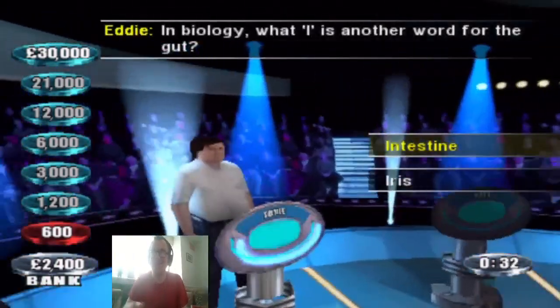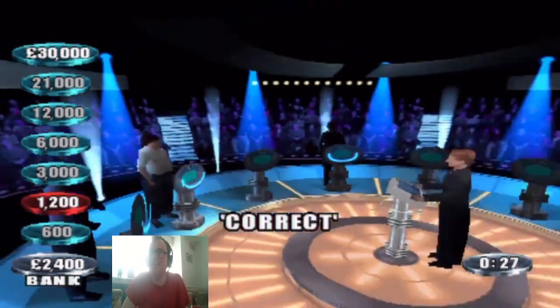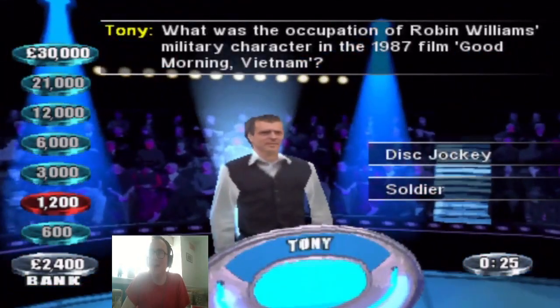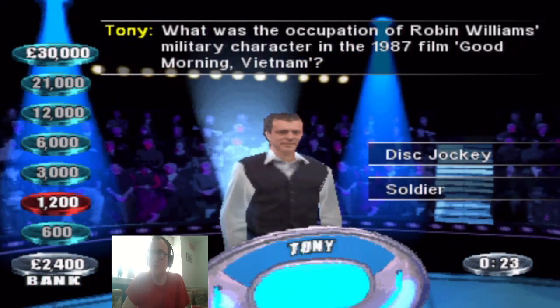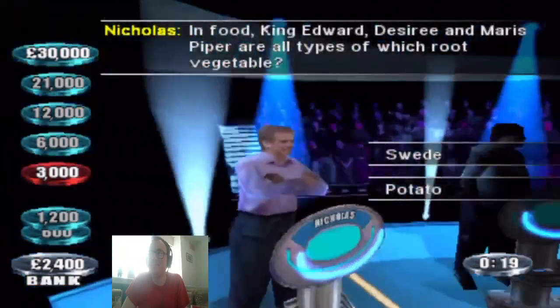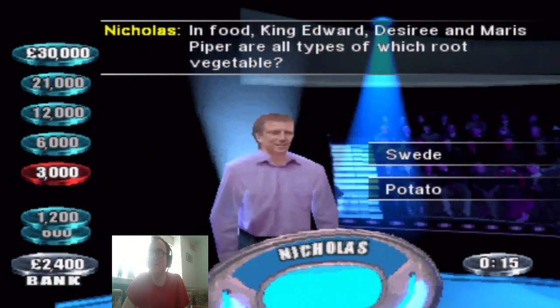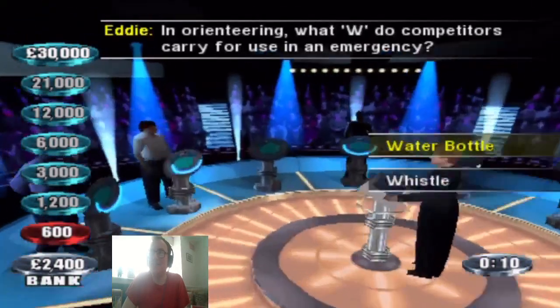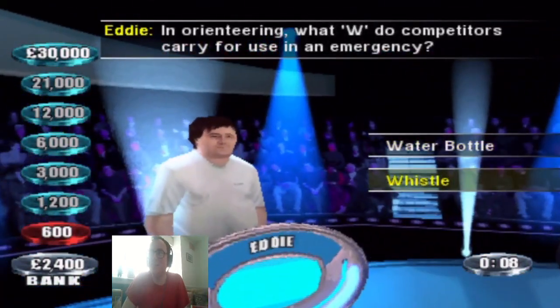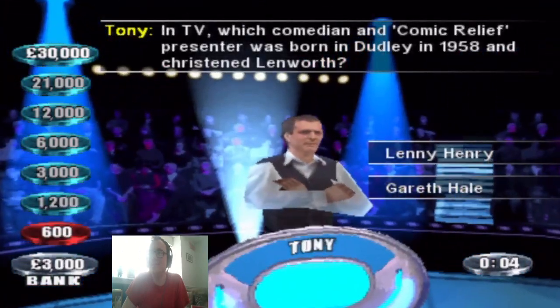In science, he costs us money. That's a good thing. Which one is correct? That's intestine. Correct. Tony, in entertainment, which one of these is right? I hope Nicholas gets voted off for that huge blunder. Oh, yes. Correct. Nicholas, in nature, select the right answer. That's a potato. Nope, beyond me that one. Wrong. God damn it, Nicholas. Okay. That is a whistle. Correct. Tony, bank. In entertainment, select the correct answer.